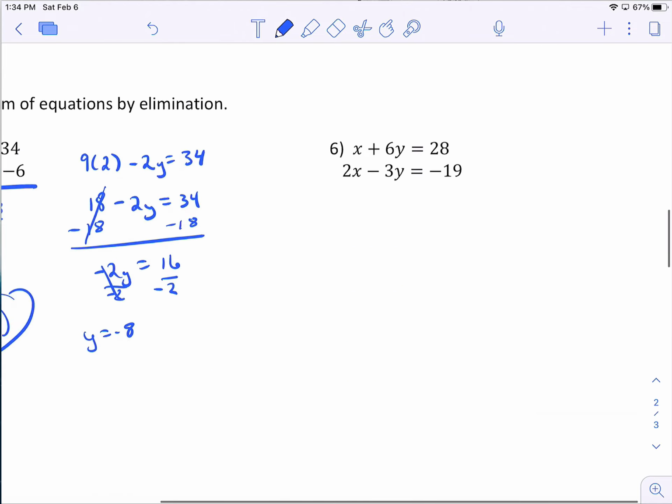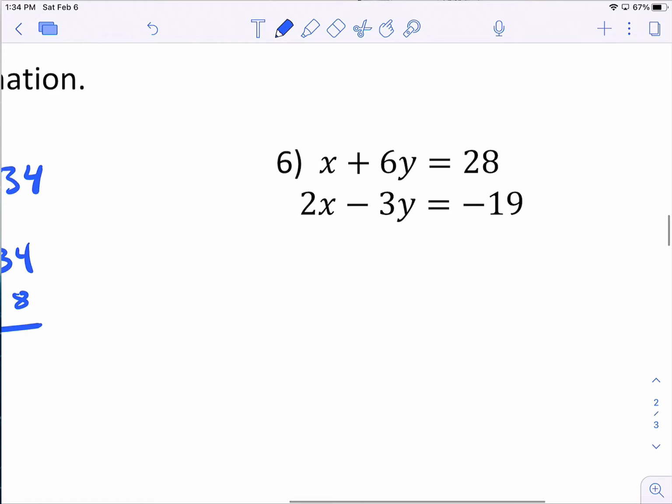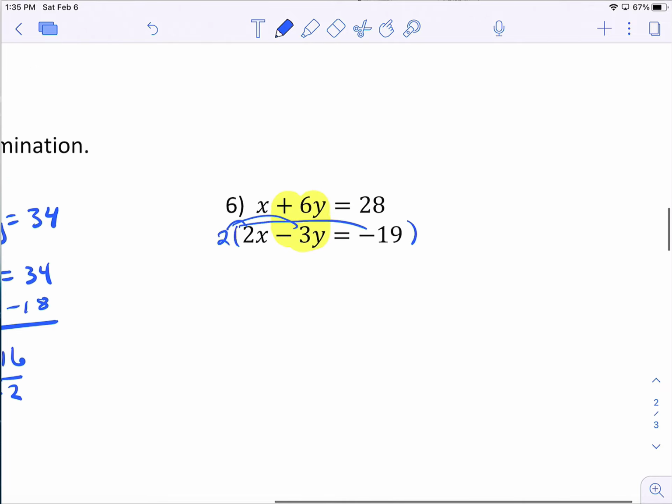All right, number 6. This one is not quite set up perfectly. It's set up really nicely for elimination, but these don't match up. What I do see, though, is that the first thing that popped out at me was the y's, in that I could multiply this by 2 to get that to equal negative 6y, and then I can add these together. So remember, we have to multiply everything by 2.